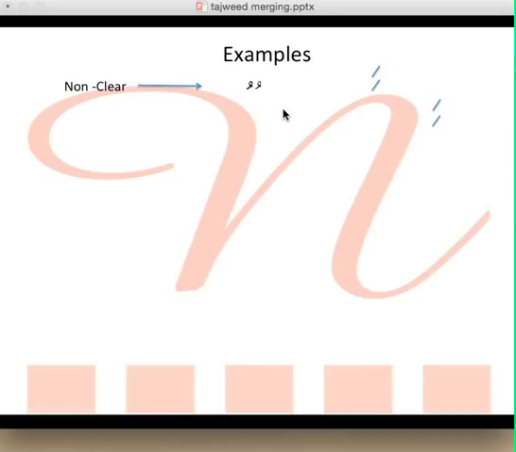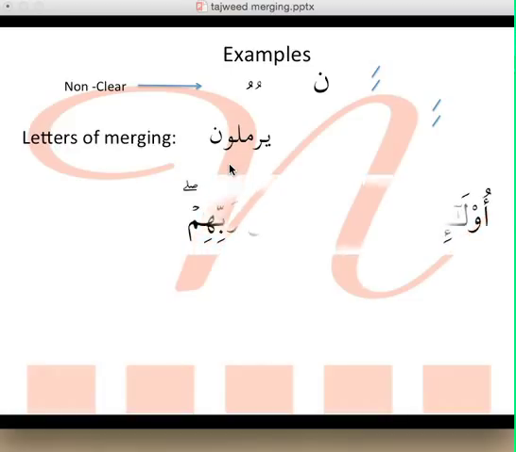When you see them, you always have to look at the word coming after and see which letter it starts with to decide which rule to apply. And noon, also, you see it like this, empty noon. Now, the letters of merging, yarmilun, in one word. Let's see some examples about idgham.